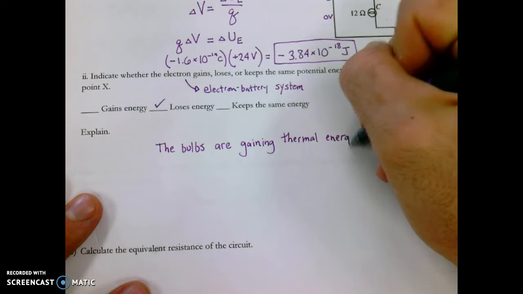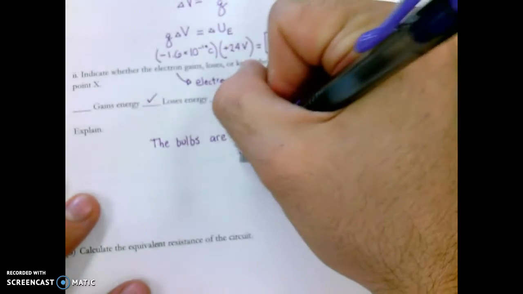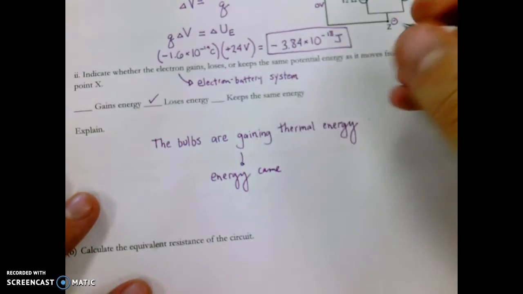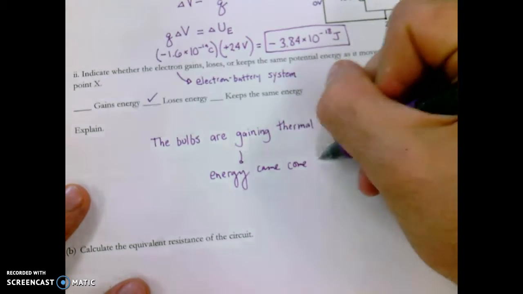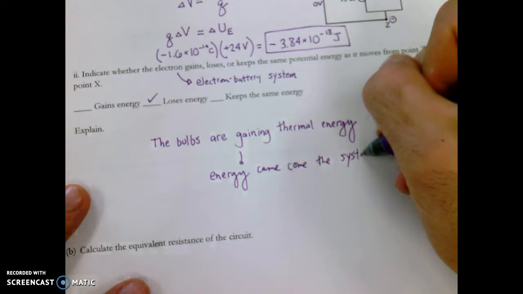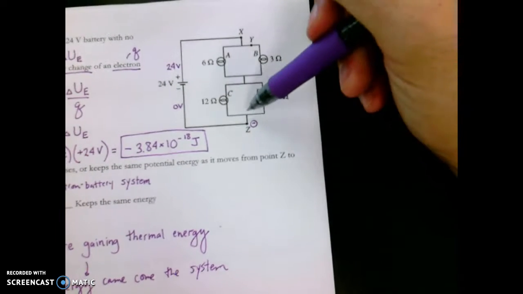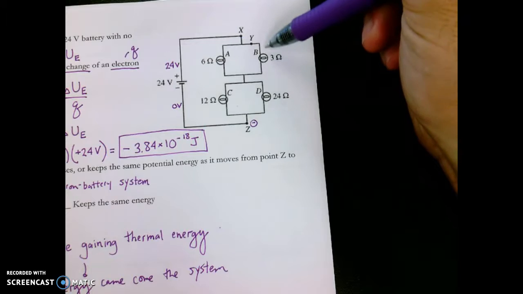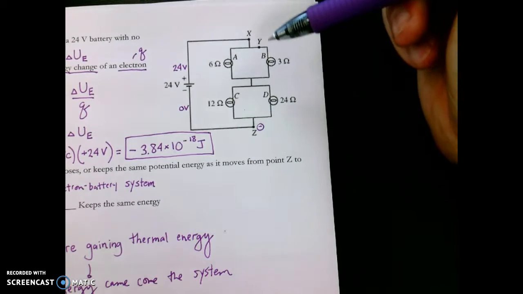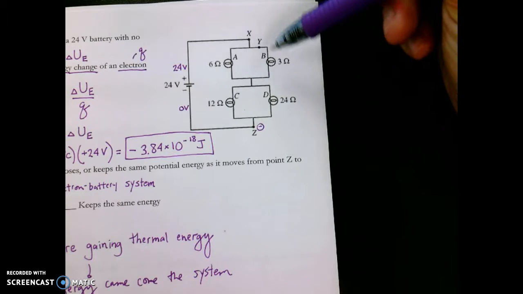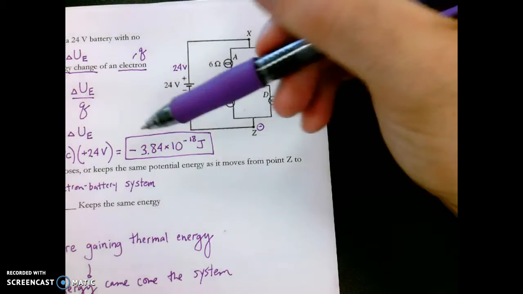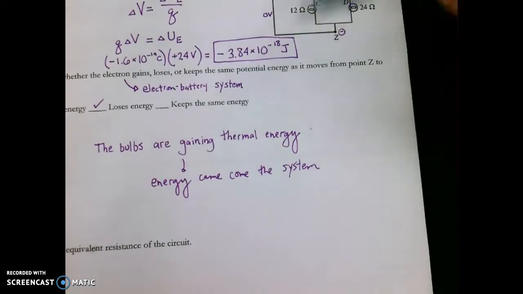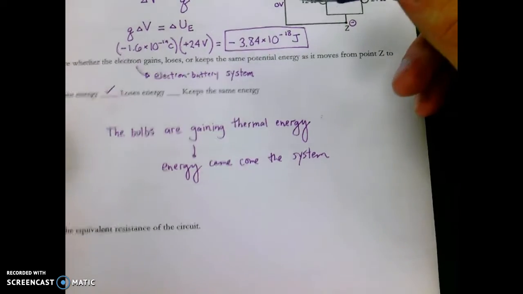Where that thermal energy came from is the system, the electron-battery system. The electron had potential energy with the battery and has less now because it went through these bulbs and the bulbs gained thermal energy. They let off some heat and they let off some light. So that's how that works. We also see that we lost energy because this number was negative, which means something. It's a loss in potential energy for that electron.